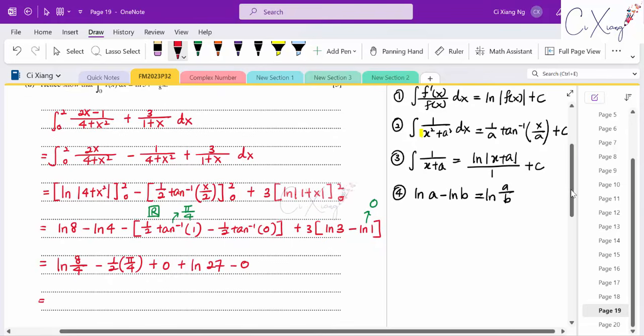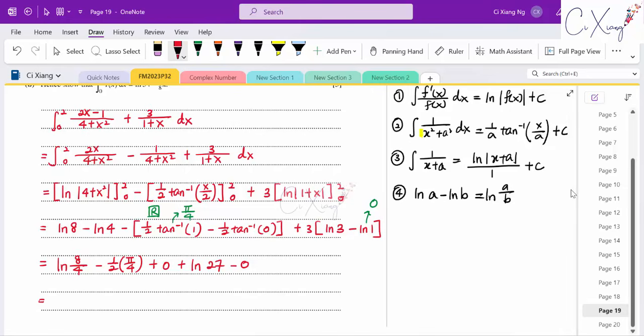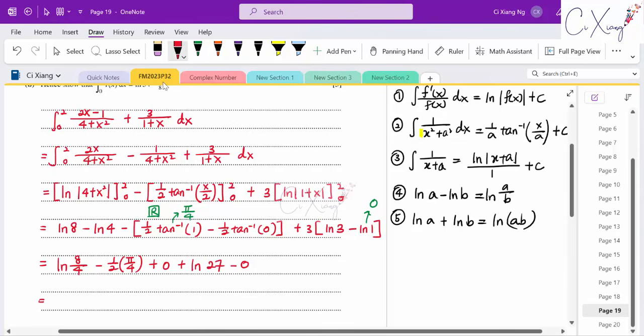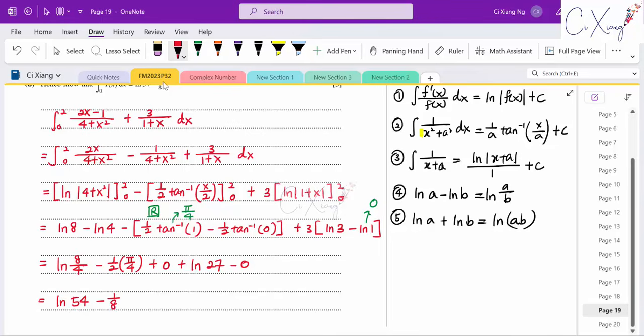Then what else can I combine? I can still combine this ln and this ln, where we have ln a plus ln b. If I have ln a plus ln b, you can simplify it by multiplying a and b together. I have 8 over 4, which is 2, and then 27. So ln 2 plus ln 27 means I have ln 54, since 2 times 27 is 54. Then simplifying the other term, I have 1 over 8 pi. And you can see that this is the answer that they want us to show.